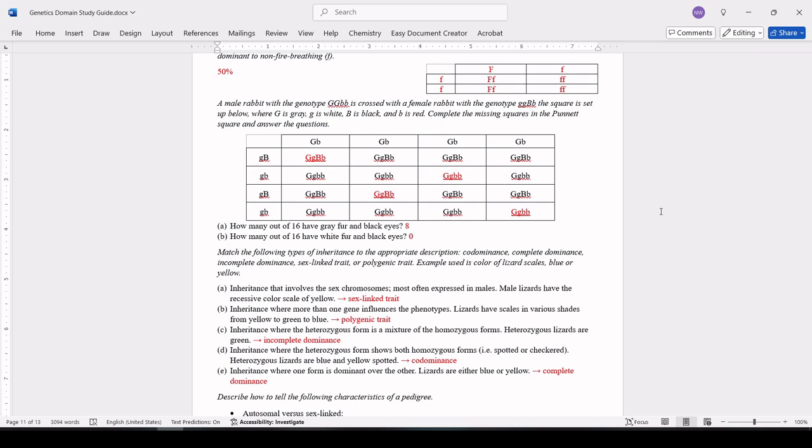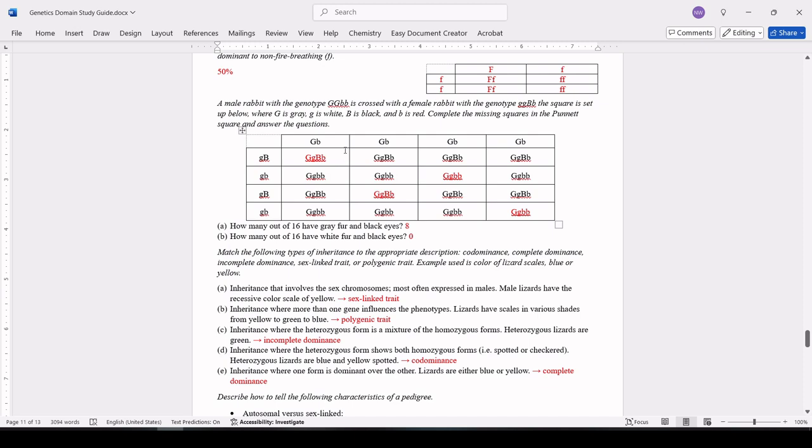You'll have to be able to do 2 things with a dihybrid. Fill in empty boxes, which we'll talk about in just a second, and look at the genotypes and count up the number. So it says a male rabbit with a genotype of homozygous dominant, homozygous recessive, is crossed with a female rabbit with a genotype of homozygous recessive and heterozygous. The square is set up below where capital G is gray, lowercase g is white, capital B is black, and lowercase b is red. So the male rabbit is gray and red. The female rabbit is white and black.